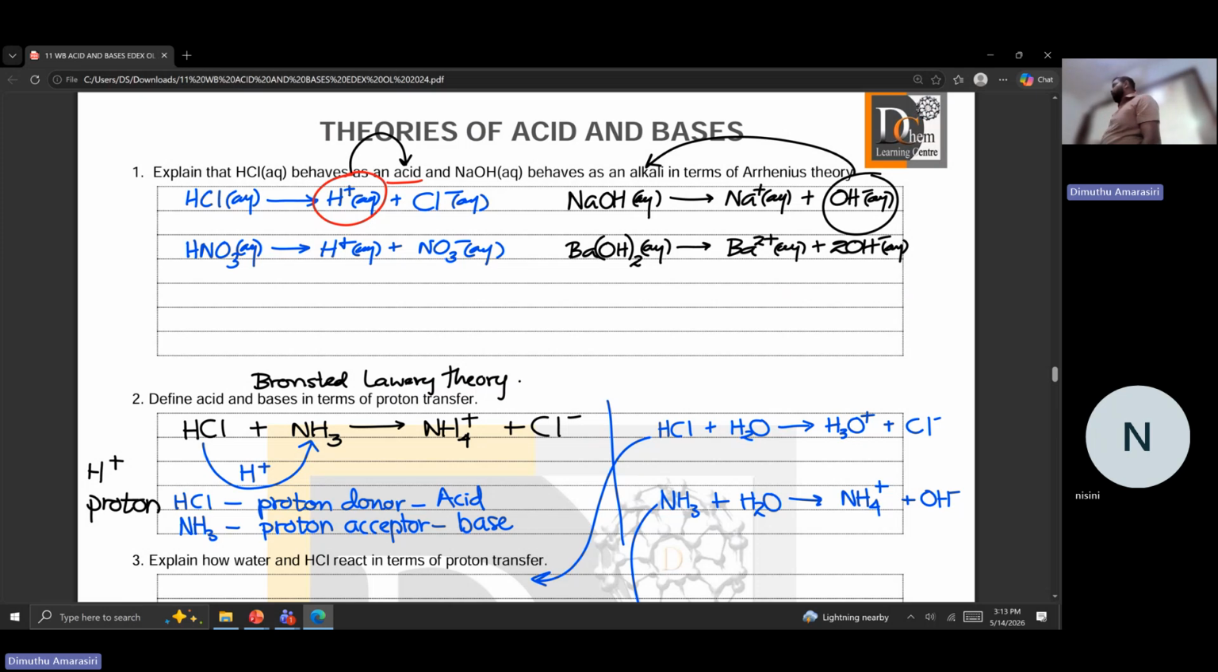Right? We learned two theories. What are those two theories? You don't have to remember them by name, but by name, how do you call them?